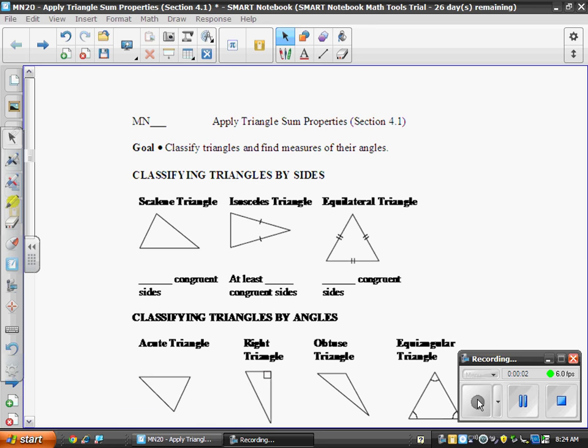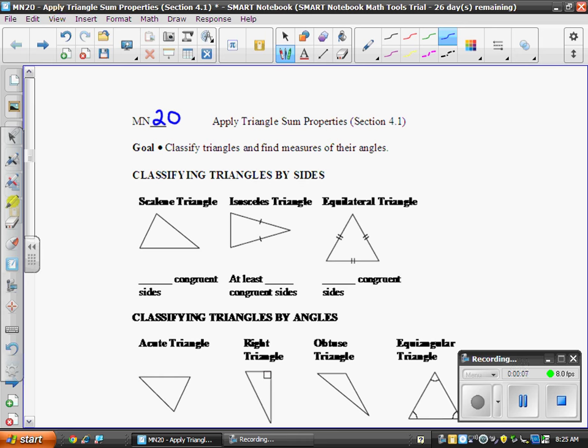Welcome, ladies and gentlemen, to your MN20 notes, where we're going to apply triangle sum properties from section 4.1 in our textbook. The goal here today is that we would like to classify triangles by both the lengths of their sides and also by their angle measures. To start with the sides, we have three different categories: a scalene triangle, an isosceles triangle, and an equilateral triangle. While this is a review, it's a good review in case you have forgotten some of these words.